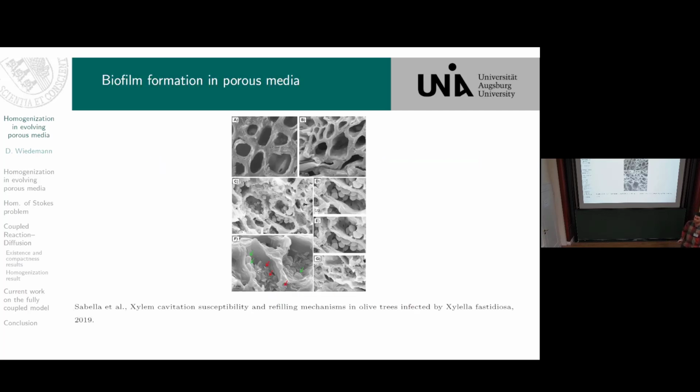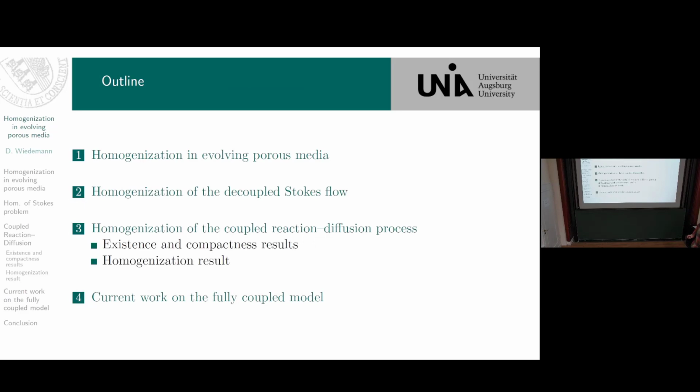So let me give you first a short motivation. What we can see here is a tree. It's a close-up view of the inside of a tree, and there we have some pipes, and in these pipes some fluid or tree sap can flow, but due to some bacteria infection of the tree, the bacteria can produce biofilm, and then some clogging inside these pipes can occur. And what we want to do is derive some effective model with homogenization techniques for this application.